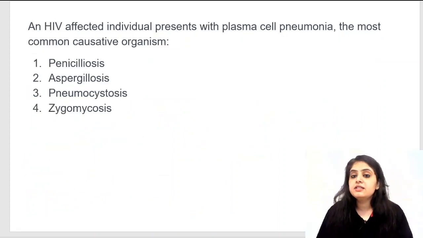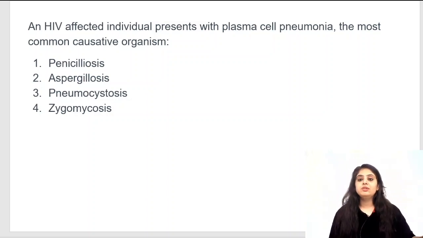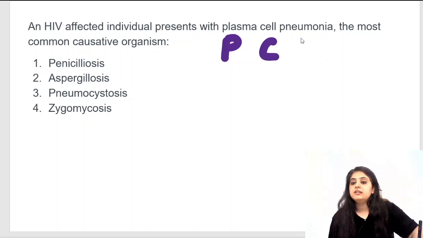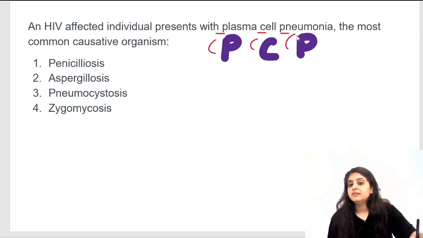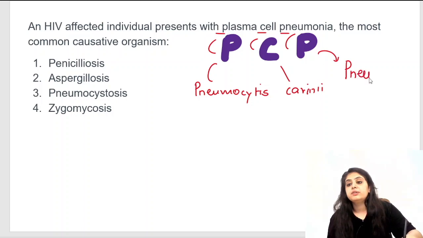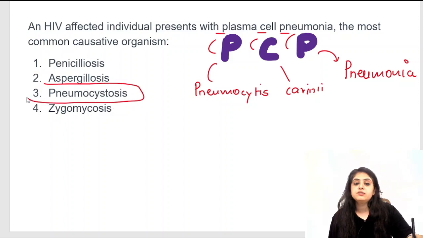An HIV infected individual presents with plasma cell pneumonia. What is the most common cause? If I write plasma cell pneumonia, PCP, you know I have again learnt the PCP in another manner. Rather than plasma cell pneumonia, I call it Pneumocystis carinii pneumonia. That is what I refer to it as. So the best answer over here is going to be Pneumocystis.